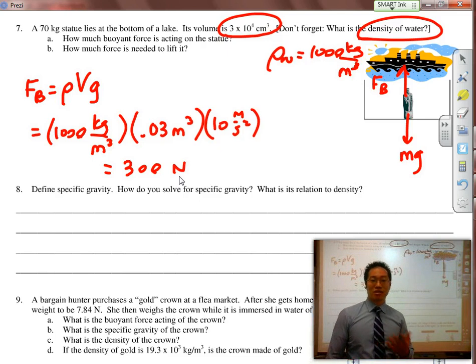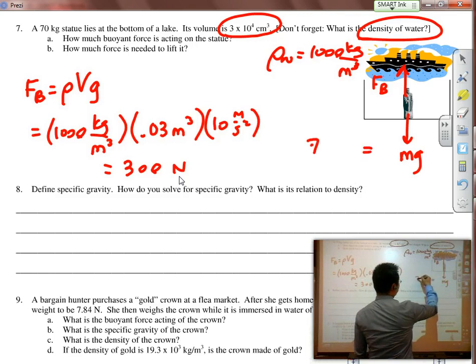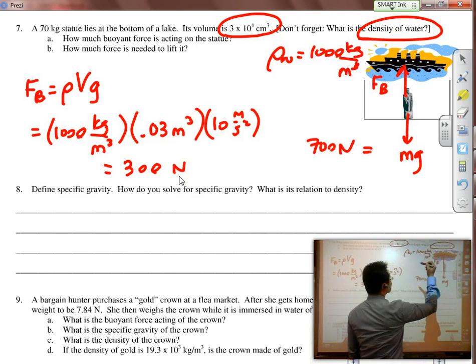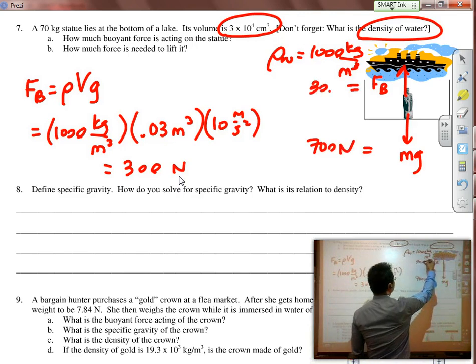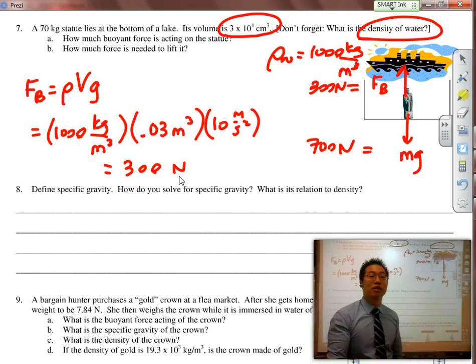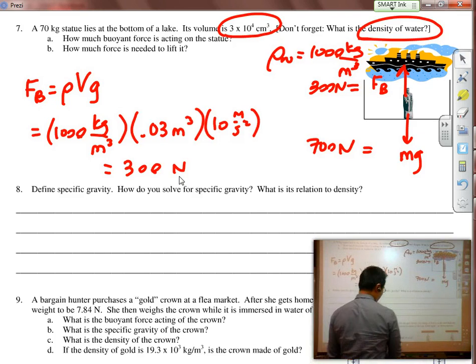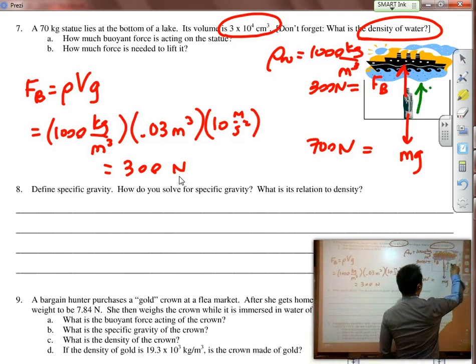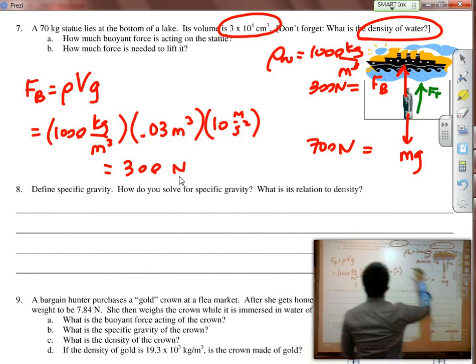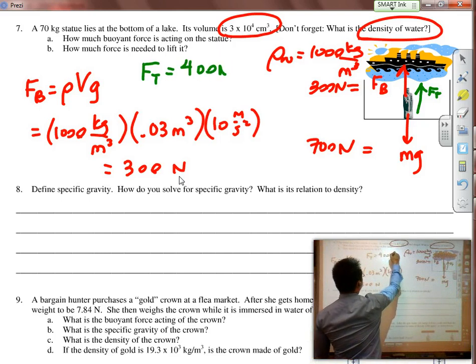So this ultimately is the buoyant force itself. Of course, this isn't enough to actually lift up the statue because we know that the weight of the statue is going to equal 700 newtons. But if we were actually trying to lift the object, therefore 700 minus 300, the tension force needed to lift the object, if we were to draw an upward F_T, F_T would equal simply 400 newtons.